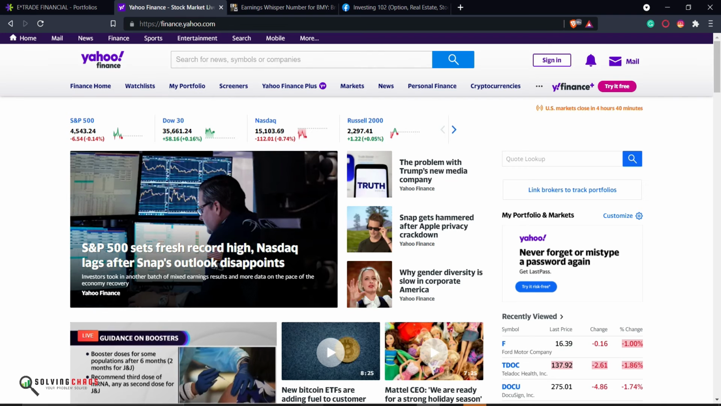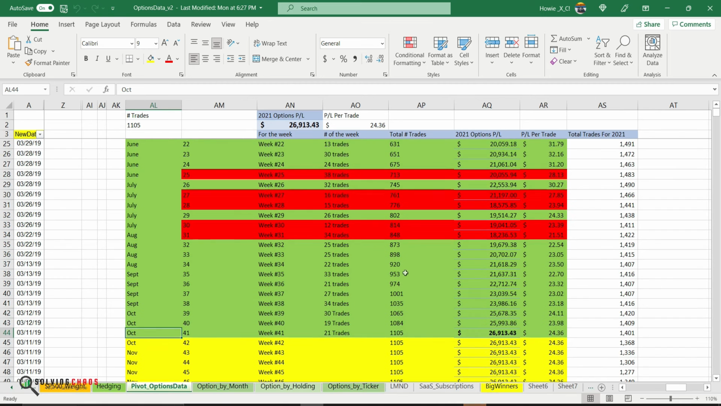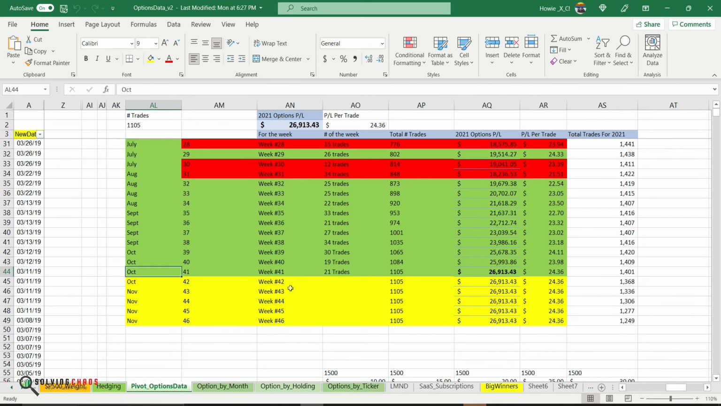I know I don't do a lot of live trading videos anymore just because it used to take too much time to make the videos, editing and everything out. But let me show you something. So here's my data. People don't believe that these are real trades, but I show what my trades look like.